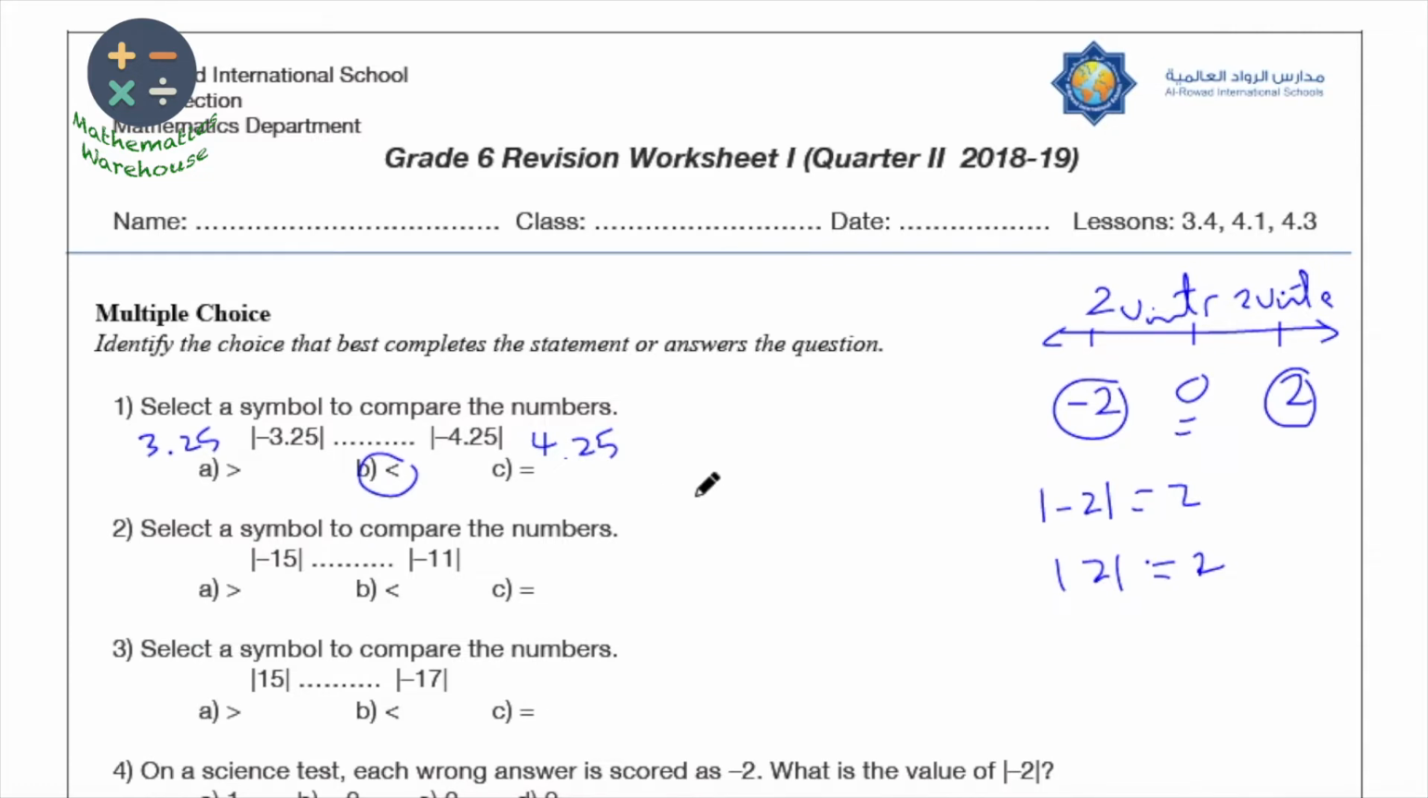Second question, select the symbol to compare the numbers. Here we have the absolute value of negative 15, which is 15, and the absolute value of negative 11, which is 11, so of course 15 is greater, so the answer is greater than. Third question, the same. Here we have 15, the absolute value of 15 is 15. The absolute value of negative 17 is 17. So, the absolute value of negative 17 is greater. So, we have to choose less than.